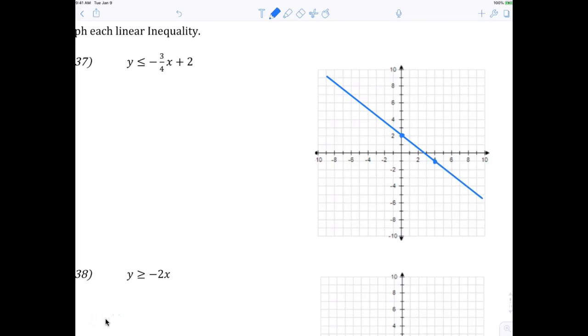What do you mean? I wasn't here that day. I don't know what that means. Okay, well, solid and dotted. Right. So now we're less than or equal to. So we're shading where? Shading below, right? Easy as that. Any questions or concerns with this?